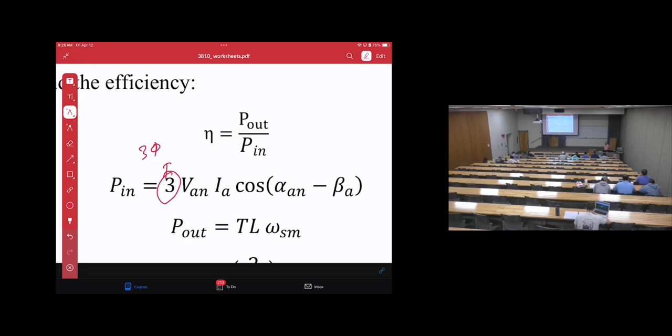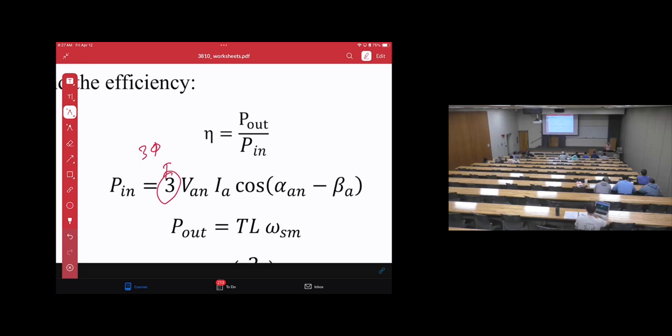Okay? So the efficiency must be between 0 to 1 or 0 to 100, whatever, if you are calculating a percentage or calculating a number. Now, P in, the input power, 3 times VAN. VAN, we know VA, but take the magnitude. IA, we know how to calculate it. Just do KVL, then you can calculate IA. Then cosine alpha, which is the angle of the voltage. Beta, the angle of the currents.